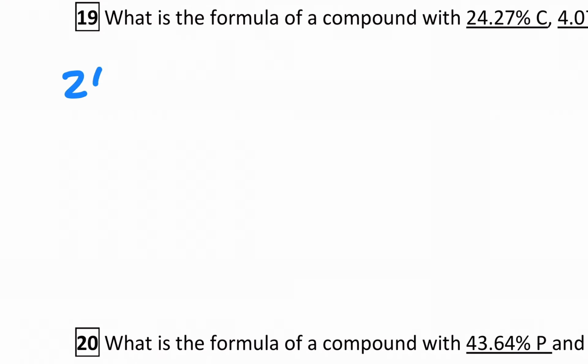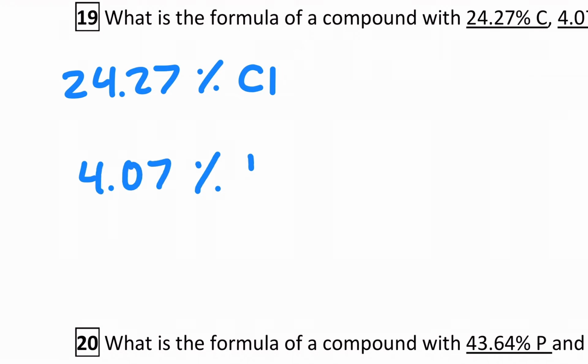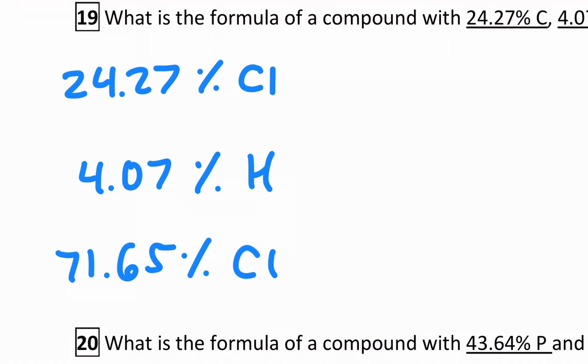We have 24.27% carbon, and we have 4.07% hydrogen, and then the difference from that and 100 would be the 71.65%, and that's chlorine. Now, if I assume 100 grams, those percentages actually become gram values, because if it's 100 grams and those are percentages, these have to add up to 100.